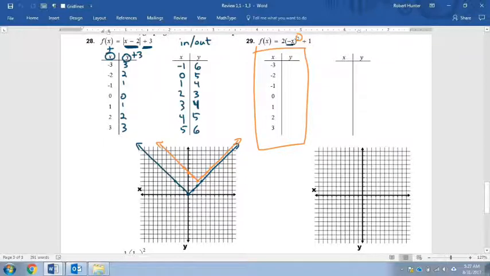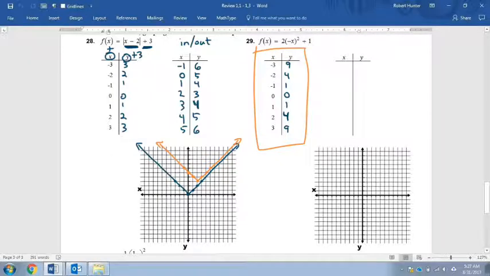It's a quadratic. So I need to build my function. -3 squared is 9. 4, 1, 0, 1, 4, 9. Those are the points for a quadratic function, because you simply square all your x's. Remember, that takes care of the square.